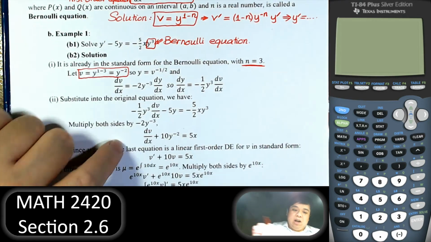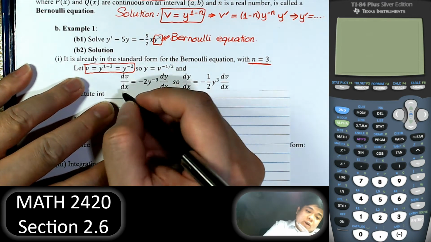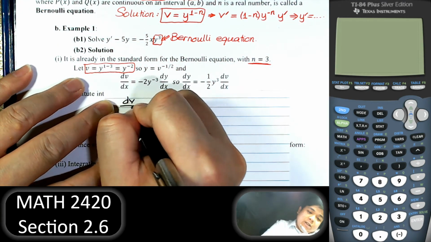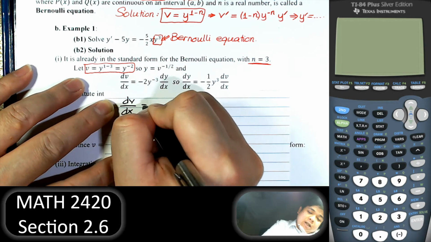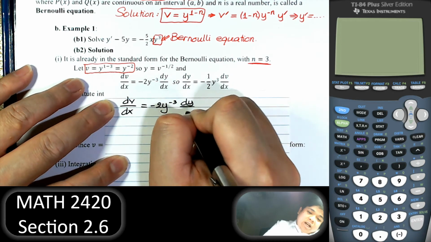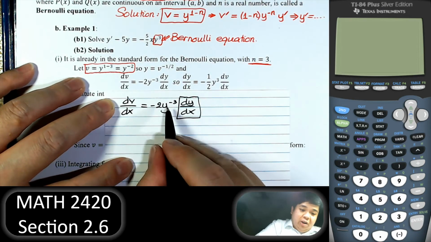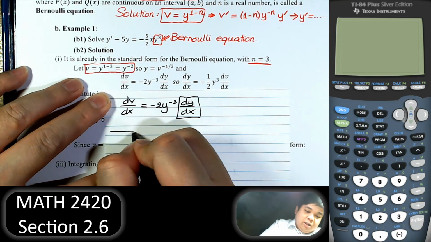So let me clarify that. Here we have dv over dx is negative 2, y to negative 3, dy over dx. What we need to solve for is dy over dx. So I divide by this to the other side.